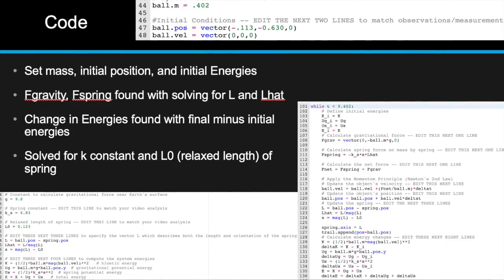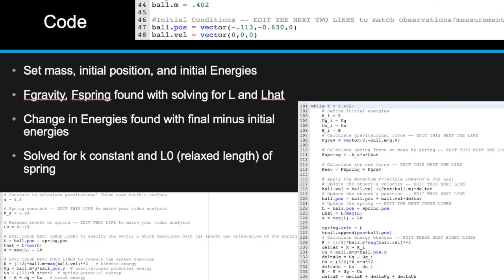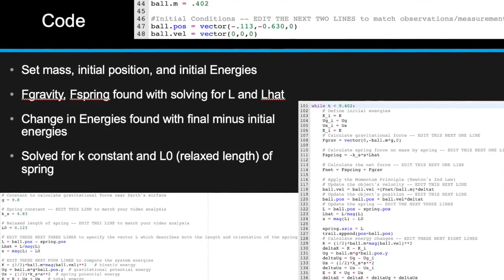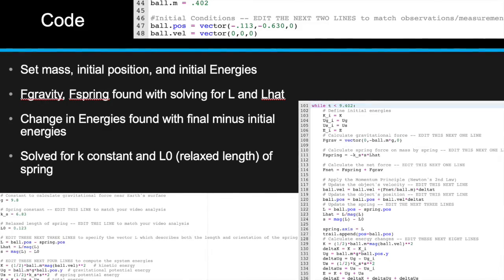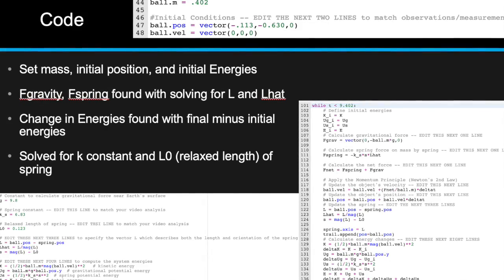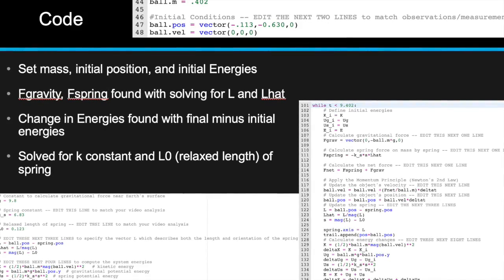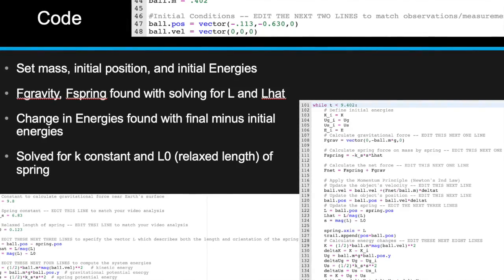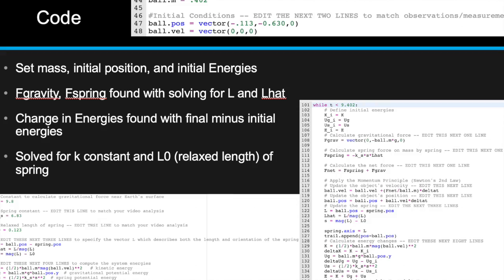And then for L naught, the relaxed length of the spring, I used that the force of gravity is equal to the spring force. And since it is just mg equals the k constant times s times L hat, I split up s into L minus L naught. And since we have all the other values, except for L naught, I solved for L naught and got 0.123. So I inputted these into the proper formulas in the code.